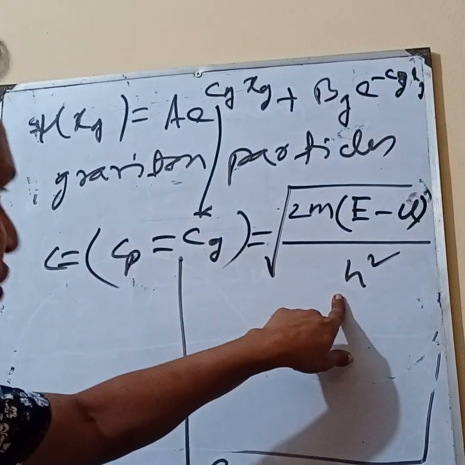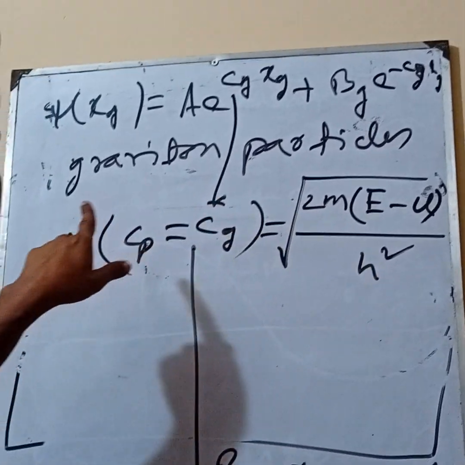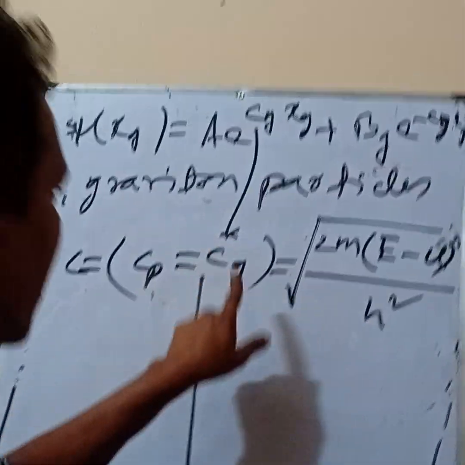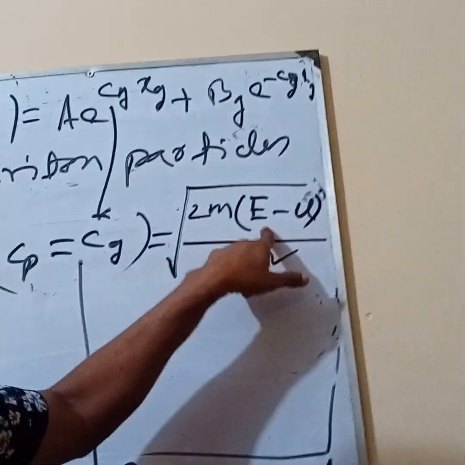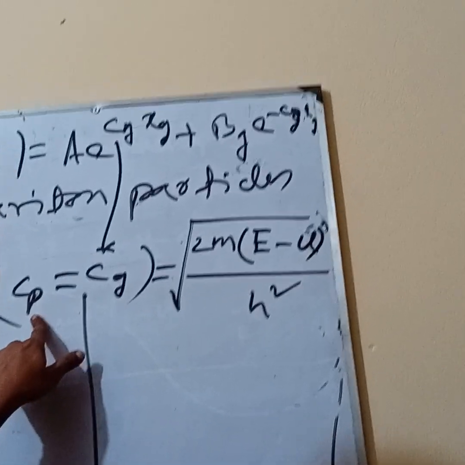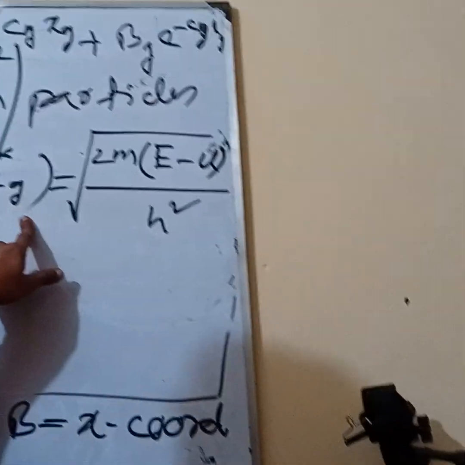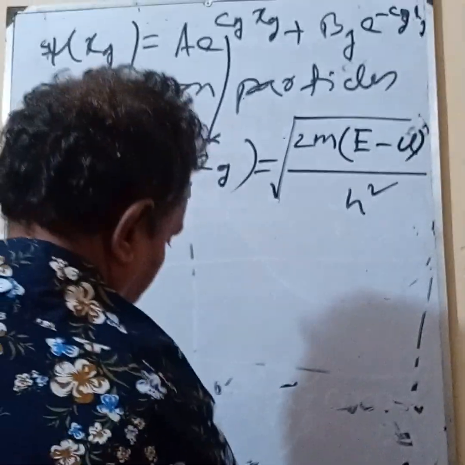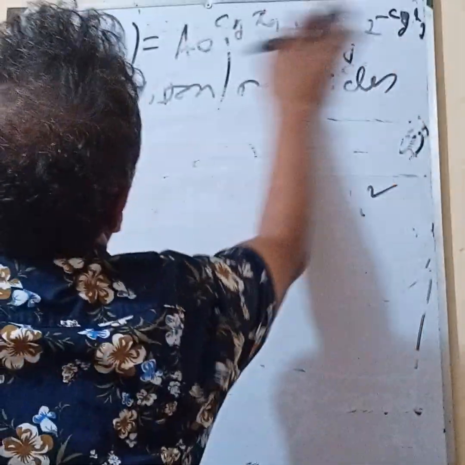H is the Planck constant, and m is the mass of photon particles or graviton particles. E is the energy of photon particles or graviton particles. And minus U is the barrier. MP and mg is the mass of graviton particles and photon particles.